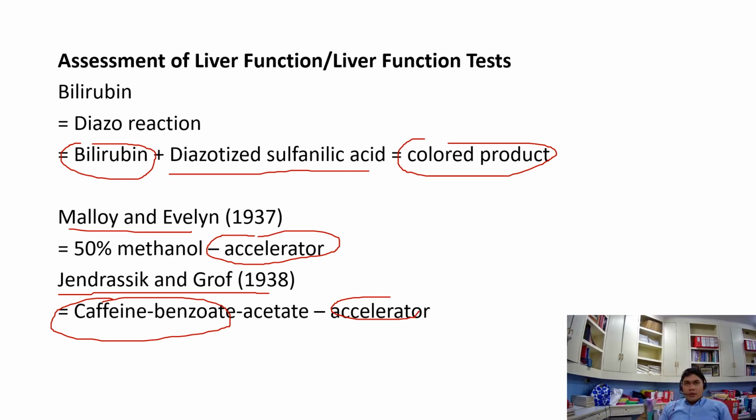B1 to react with the diazo reagent, because without the addition of accelerator, B1 cannot react with the diazo reagent to form azobilirubin, or to form the colored product. Okay.